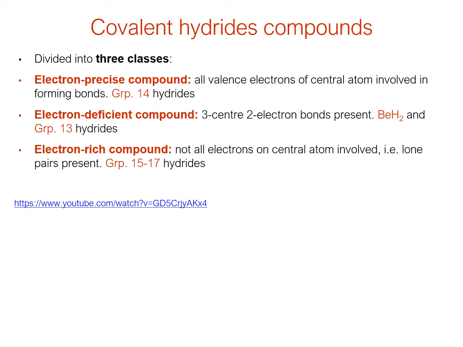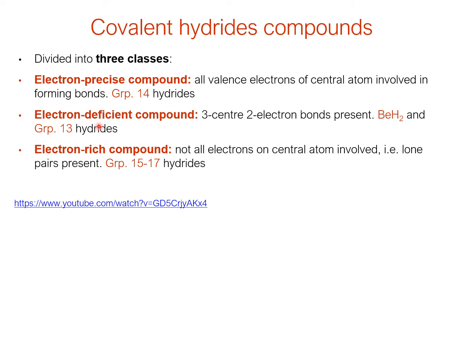So the covalent hydrides, which are the ones formed from p block elements and hydrogen, and beryllium and hydrogen, can have three different types. You've got electron precise compounds, which have all of the electrons of the central atom involved. So this would essentially be like the octet rule being filled, as when we were looking at Lewis structures. And this is all group 14 hydrides, so carbon, which makes methane, and silicon, which makes silane. They're electron precise covalent compounds.